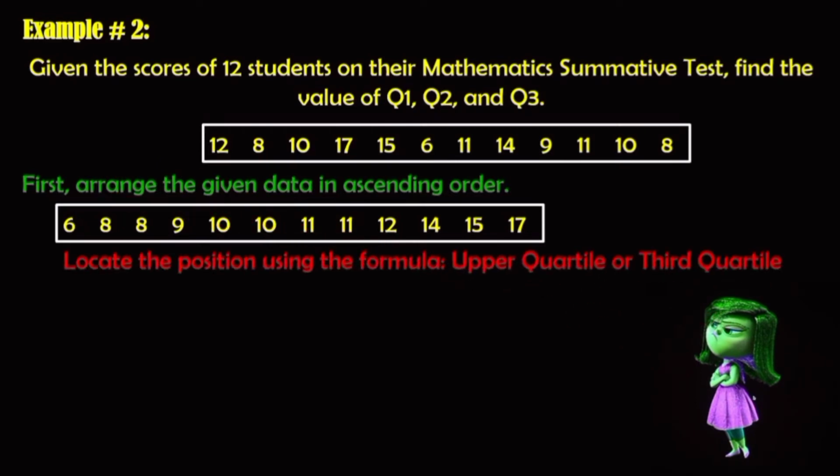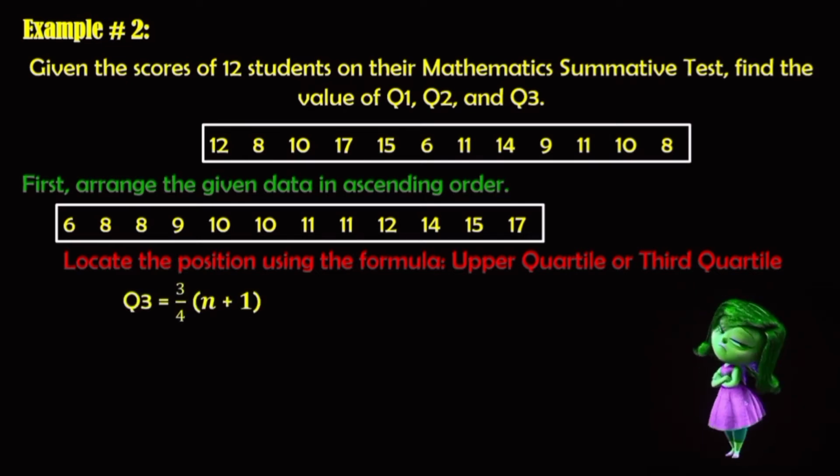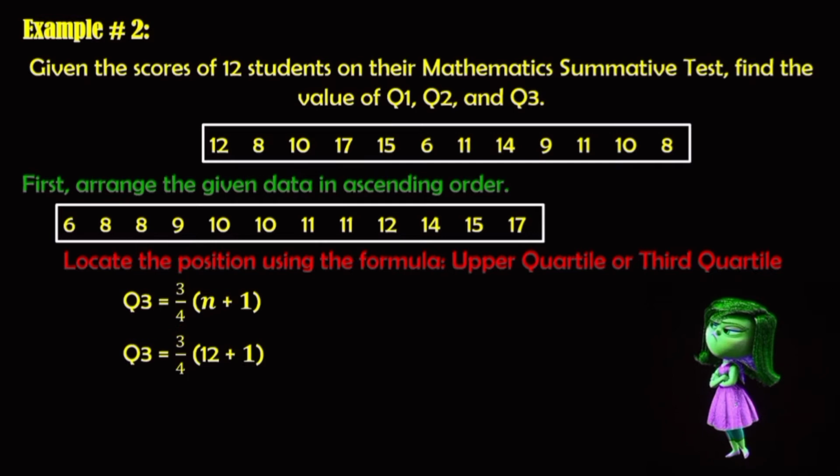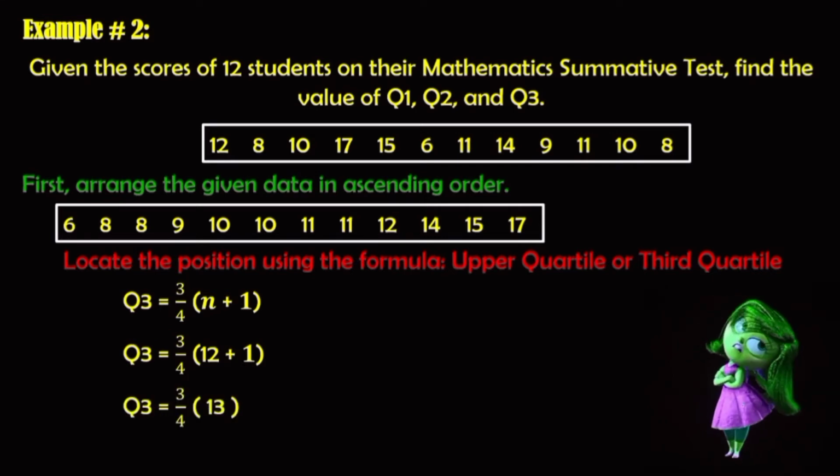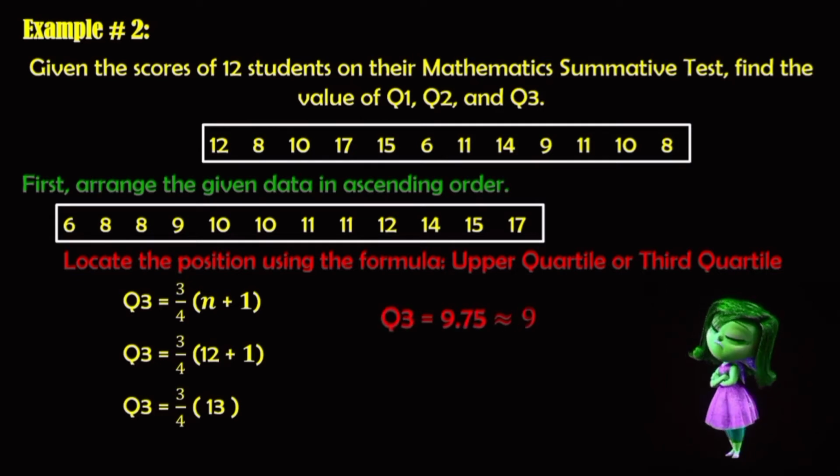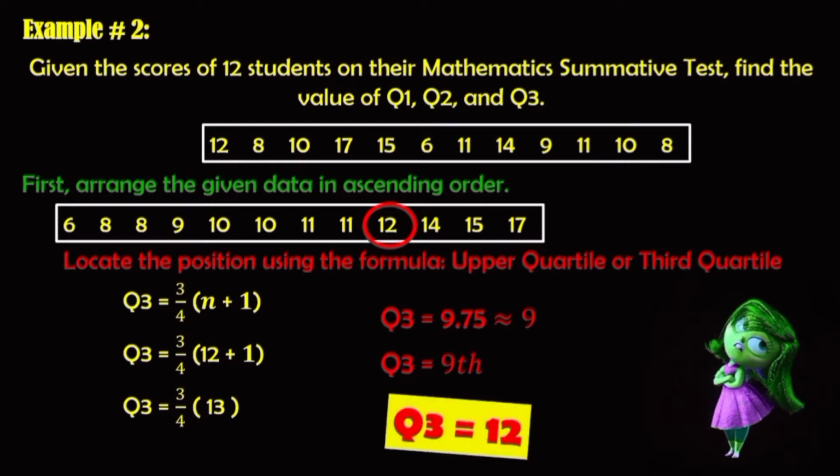Now locate the position using the formula for the upper quartile or third quartile. Now here is the formula. Now substitute the number of data. 12 plus 1 is 13. Then simplify. The third quartile position is 9.75, or 9. Our third quartile is on the 9th term. So our third quartile is 12.